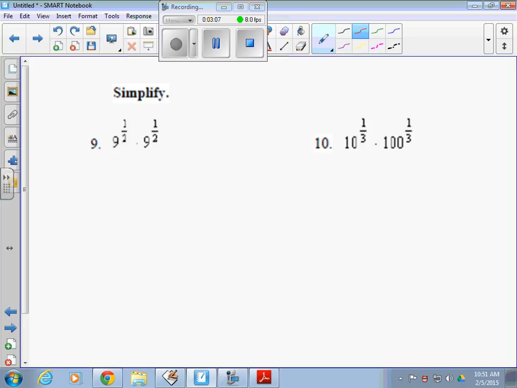Okay, you can do these 2 different ways. You can write them in radical form, because you know that 2 is the index, so you'd just be taking the square root of 9 and raising it to the first power. Or you could say, well, they're multiplying the same bases, so I add the exponents 1/2 plus 1/2. You know that 1/2 plus 1/2 is 1 whole, so that's 9 to the first power, which is simply 9.